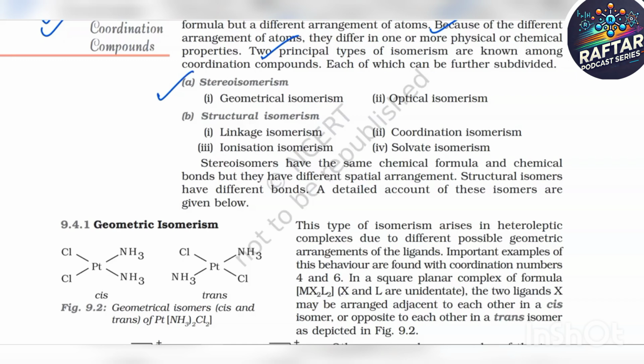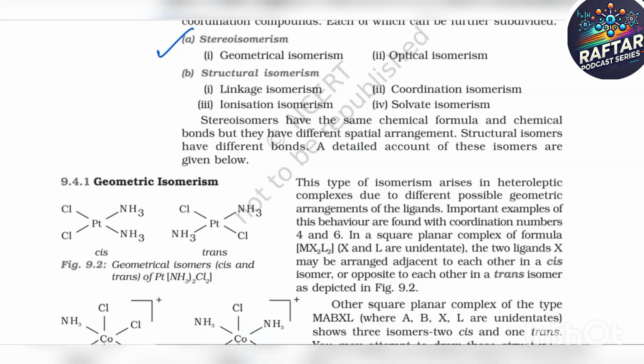fourth, solvate isomerism. Stereoisomers have the same chemical formula and chemical bonds but have different spatial arrangements. Structural isomers have different bonds. A detailed account of these isomers is given below.